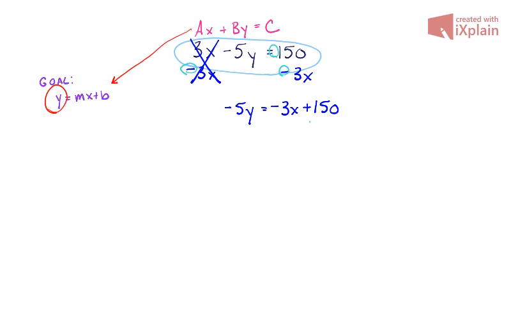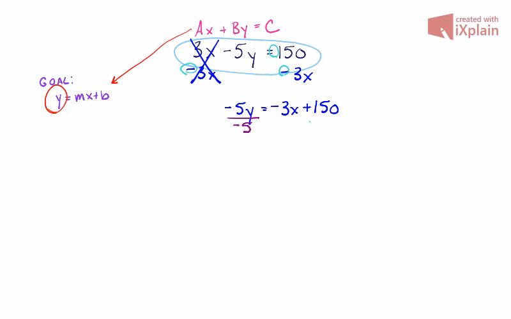Okay, so the next thing that we want to do is get y completely by itself. And as you can see right now, it is being multiplied by a negative 5. So what I'm going to go ahead and do is I'm going to divide the negative 5 out to undo that multiplication. And here is where you need to be careful. Notice on the right-hand side you have the negative 3x plus 150. So there are actually two terms on the right-hand side.